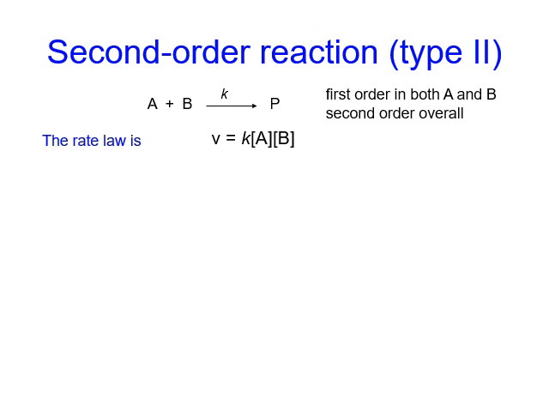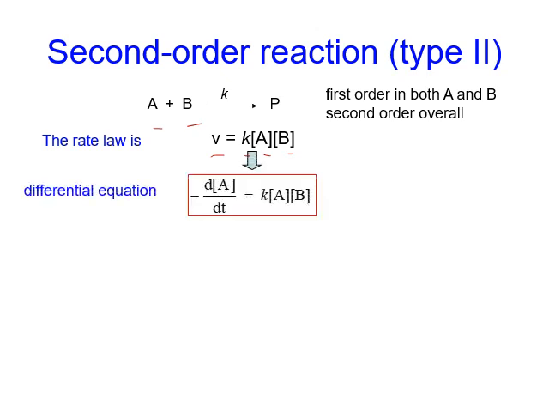Suppose a second order reaction involves 2 different substances. This is called type 2 second order reaction. The rate law is k times [A] times [B], and the differential equation is negative d[A]/dt equals k times [A] times [B]. So here we have 3 variables: time, [A], and [B]. But A and B are related by stoichiometry.